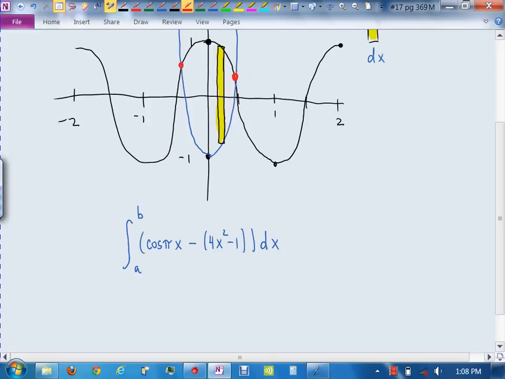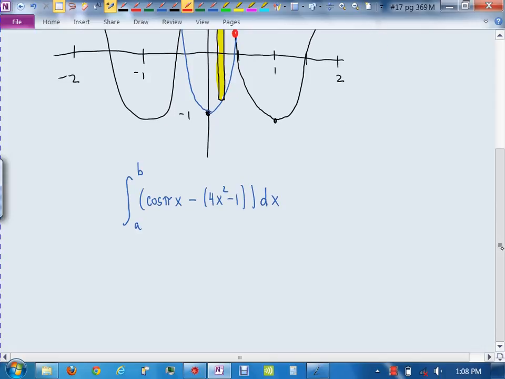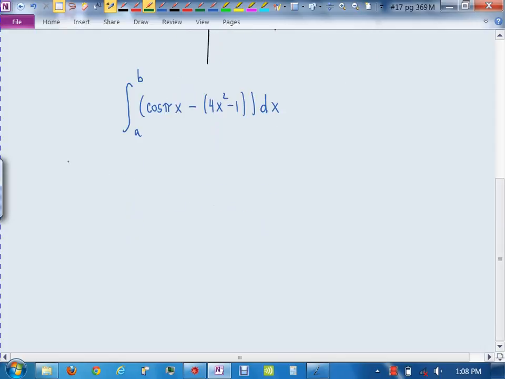yeah, we have to set them equal to each other. I mean, from my picture, I just drew that parabola. I wasn't sure where they hit each other. So algebraically, to figure out a and b, I have to set the two equal to each other. Your calculator already told you? Okay, so right now I'm going to find a and b by setting cosine pi x equal to 4x squared minus 1.